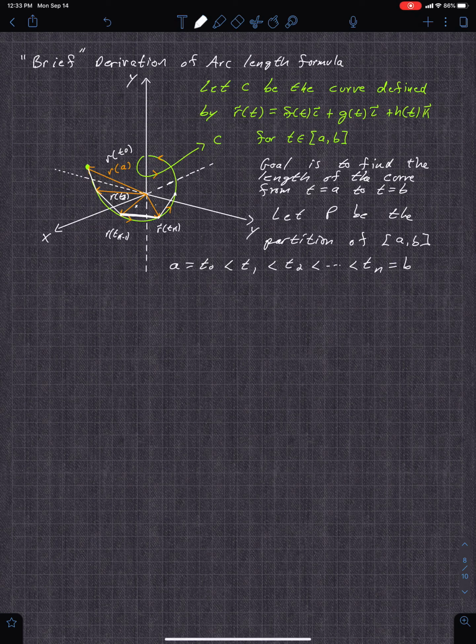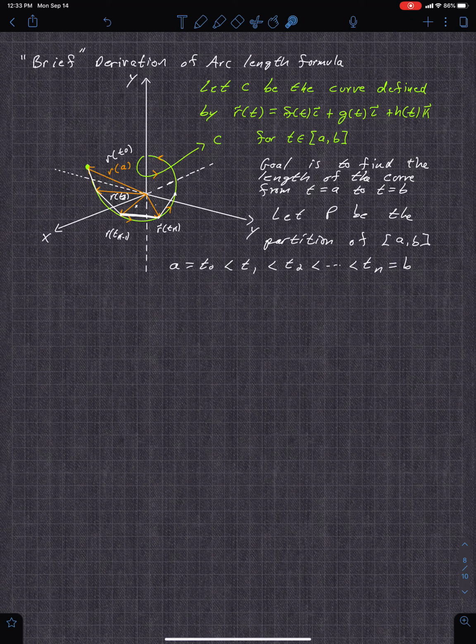So we're going to let P, going back to Riemann sums, so I'm going to define a Riemann sum and do its calculation. Again, this is a brief derivation. I'm not going through every little thing, but it's still enough to get us used to how to do this.